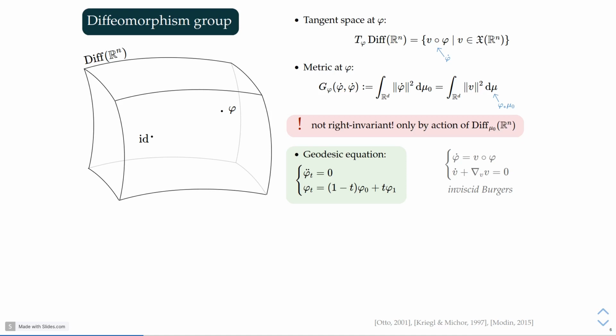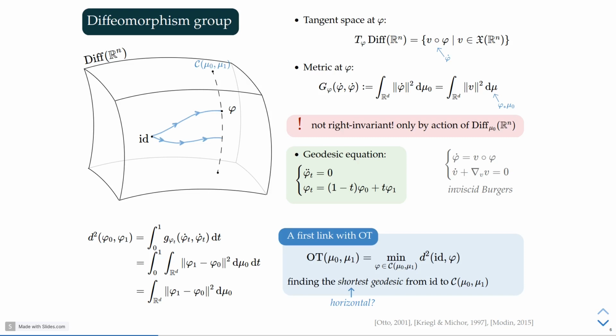We can also compute the induced distance. We compute the energy of the geodesic and we obtain this. And so now we have a first link with optimal transport. Let's say that the set of feasible maps, what I drew in blue on the diagram, is this fiber. Optimal transport is simply finding the shortest geodesic between the identity and this set, because we have this equality: OT of mu O mu1 is the minimum over phi of the distance from identity to phi. So optimal transport is just like a geodesic problem, finding the shortest geodesic from the identity to this set.